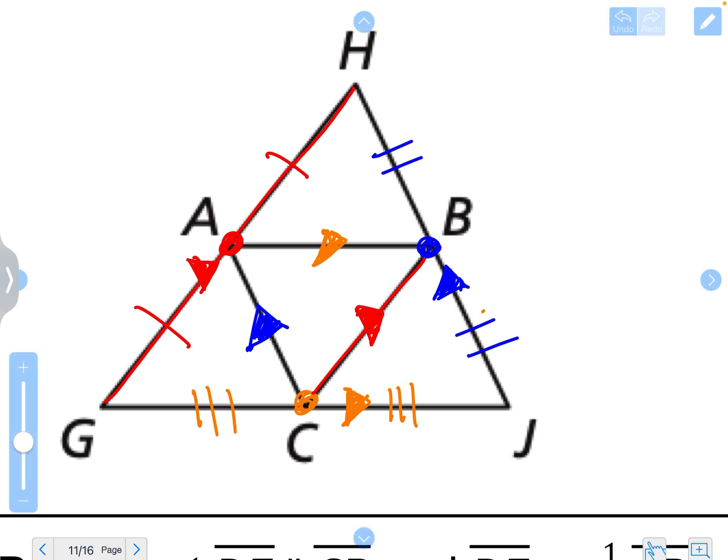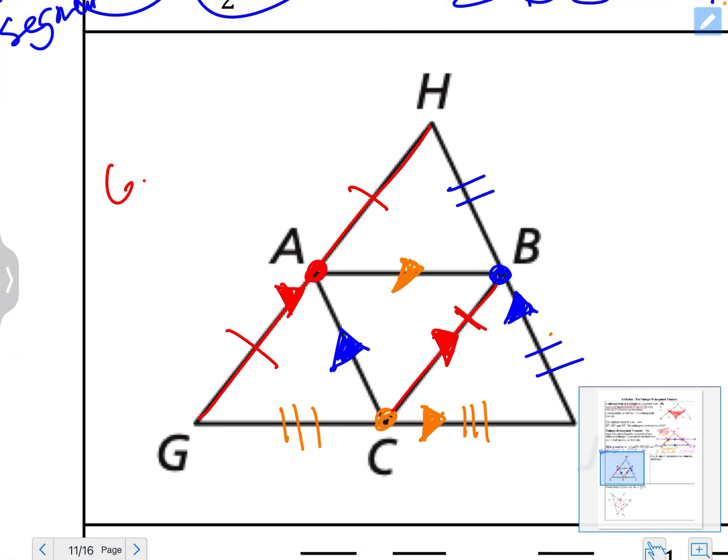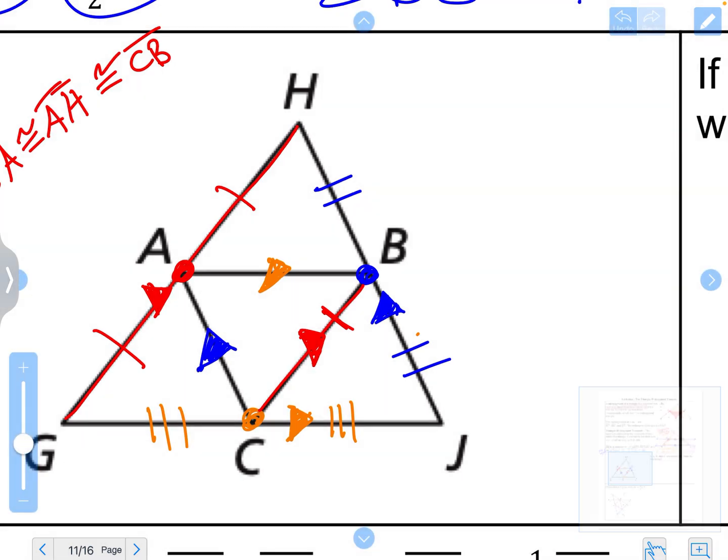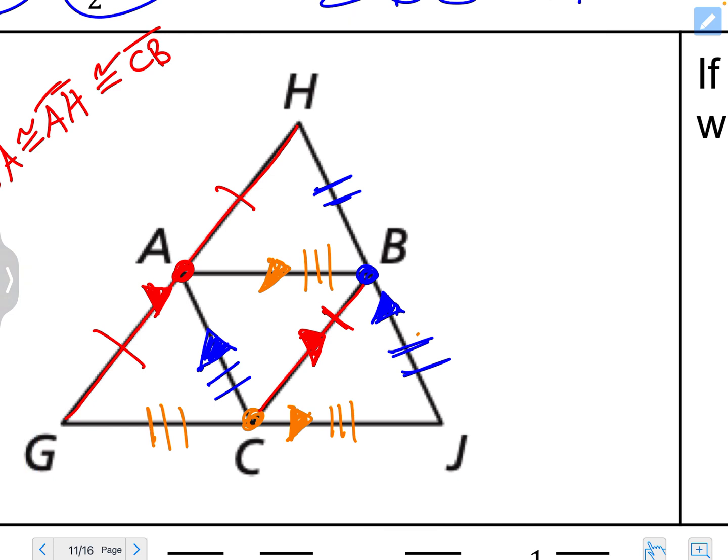So we know that 1/2 of GH is the same thing as GA because A is our midpoint. So we know that GA is congruent to AH is congruent to CB, which means we know that AC is congruent to HB is congruent to BJ. And then we know that AB is congruent to GC and CJ.